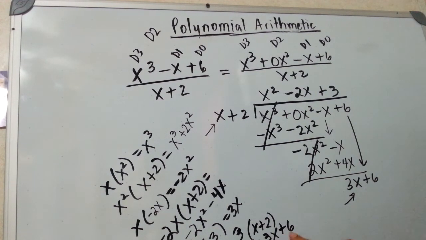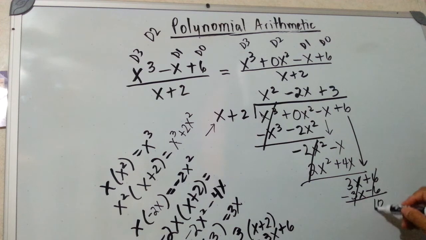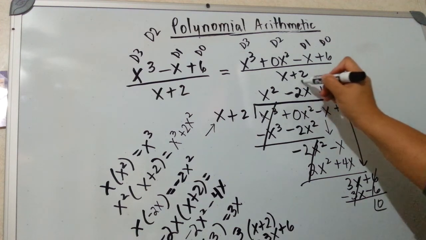Alright, so we get 3x plus 6, and we have to change the signs. So minus 3x minus 6. They both cancel, we got a 0 remainder. So then this would be the answer.